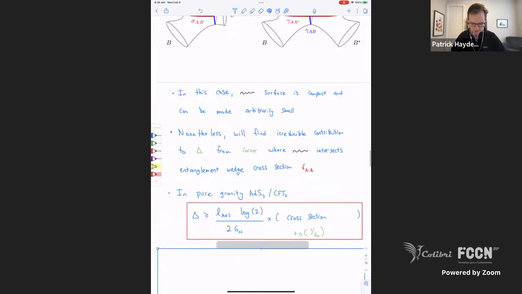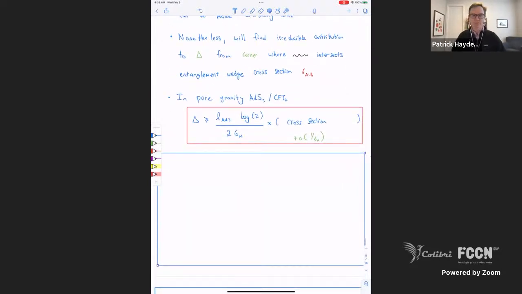Okay, so what is our result? More precisely, the Markov gap is bounded below by the curvature scale, which I've just been setting to 1 throughout, times logarithm of 2 over twice Newton's constant, times what comes here, the number of cross-section boundaries.